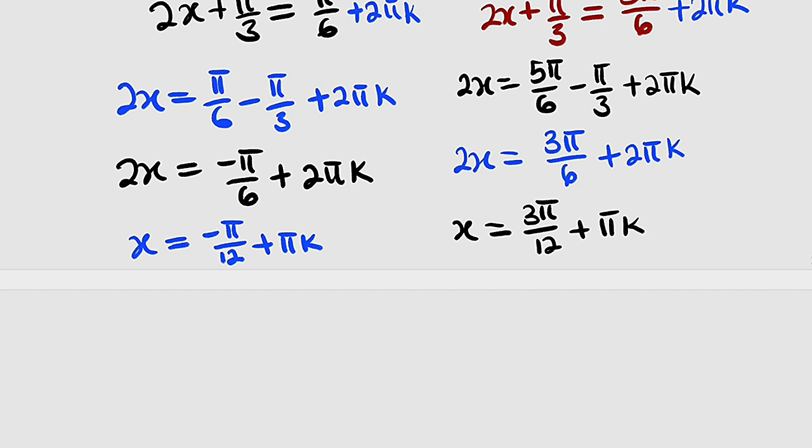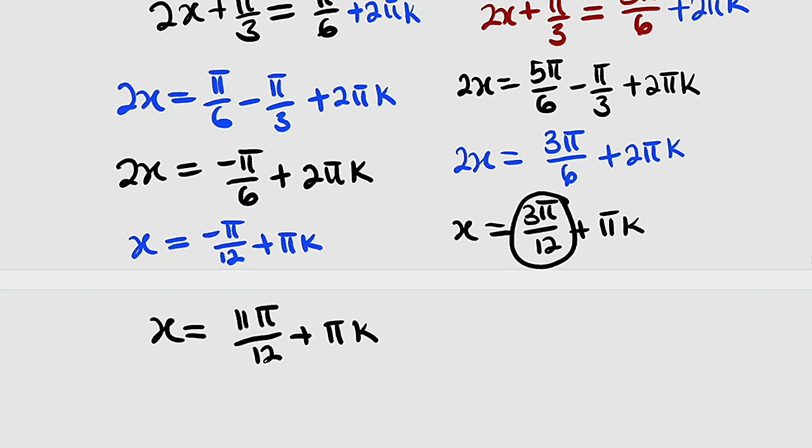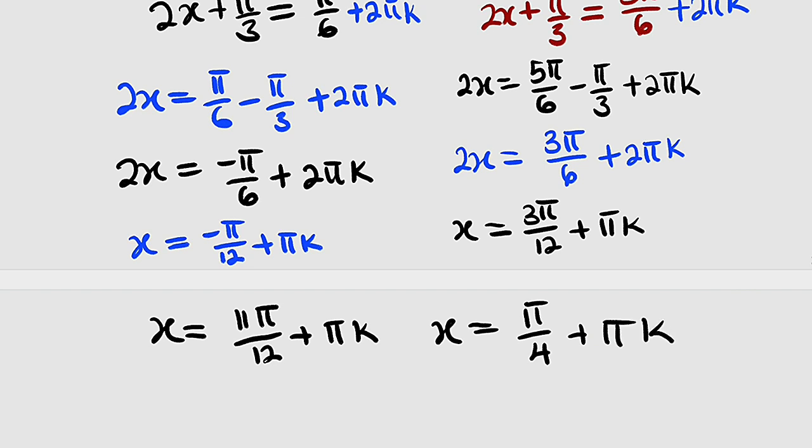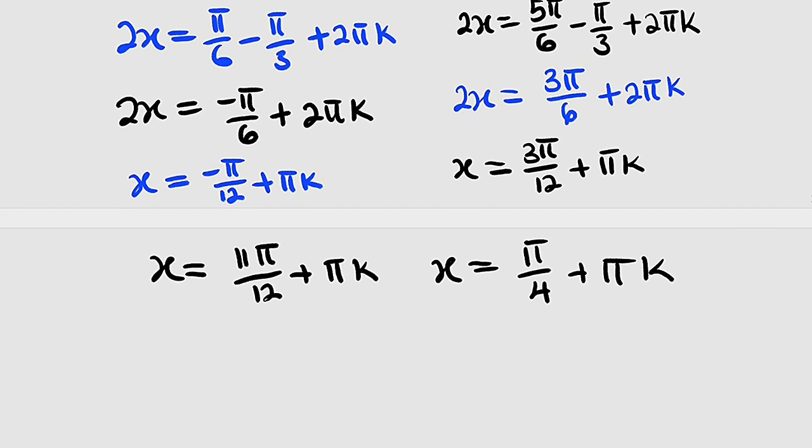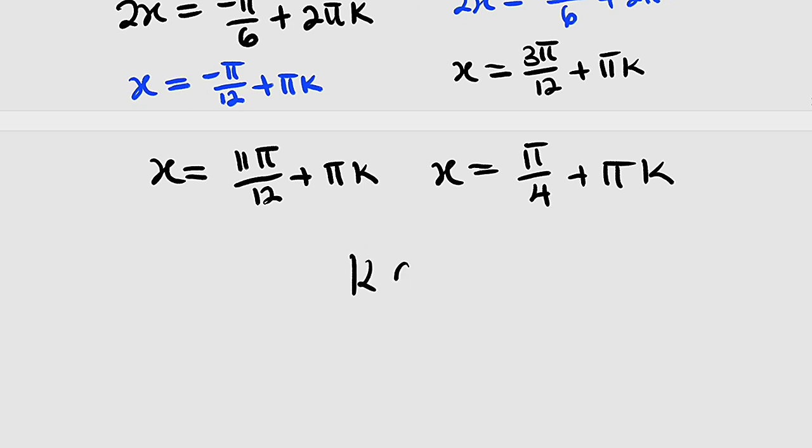But if you like, you can modernize it a little bit by taking the smallest positive angle right here by adding pi. If you do that, x will be equal to positive what? 11pi/12 plus pi k. And here you can reduce this to the lowest term because 3 can go into 12 4 times. So x will be equal to pi/4 plus pi k. And these are the two solutions for this trigonometric equation for which k is an integer.